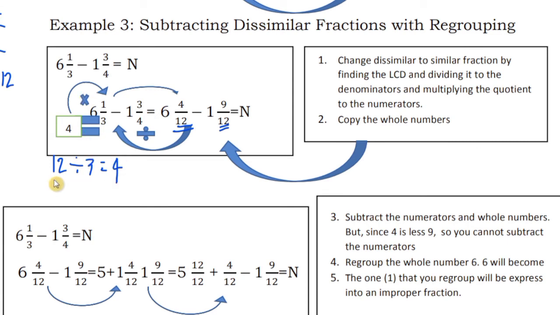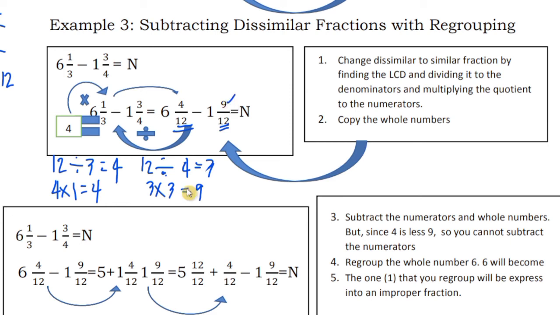Then 4 times 1, the old numerator, and we have here 4 on the other, so that is why it became 4. Then we have another one in the subtrahend part: 12 divided by 4, the old denominator, we have here 3. Then 3 times 3, the old numerator, and we have here 9.